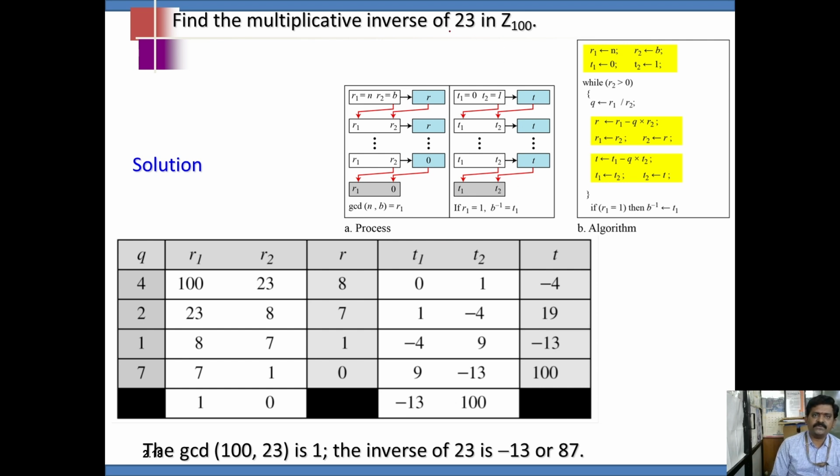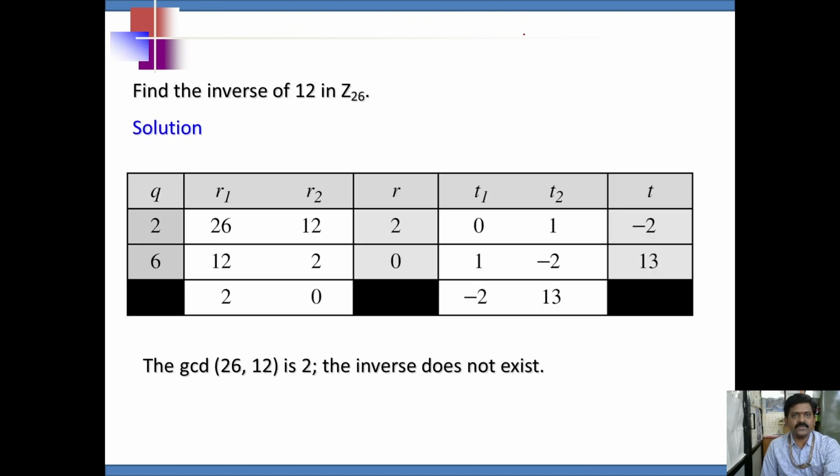Let us look at one more example. Let us find the multiplicative inverse of 23 in Z100. So R1 is 100, and the number for which we need to find the multiplicative inverse is 23, assigned to R2, and the iterative process continues. We have the remainder value as 0, so the GCD value is 1, and hence the T variable is minus 13, which is the multiplicative inverse of 23. Otherwise, we can also consider 100 minus 13, which is 87, as the multiplicative inverse of 23 in Z100. This is how we use the extended Euclid algorithm to find the multiplicative inverse.